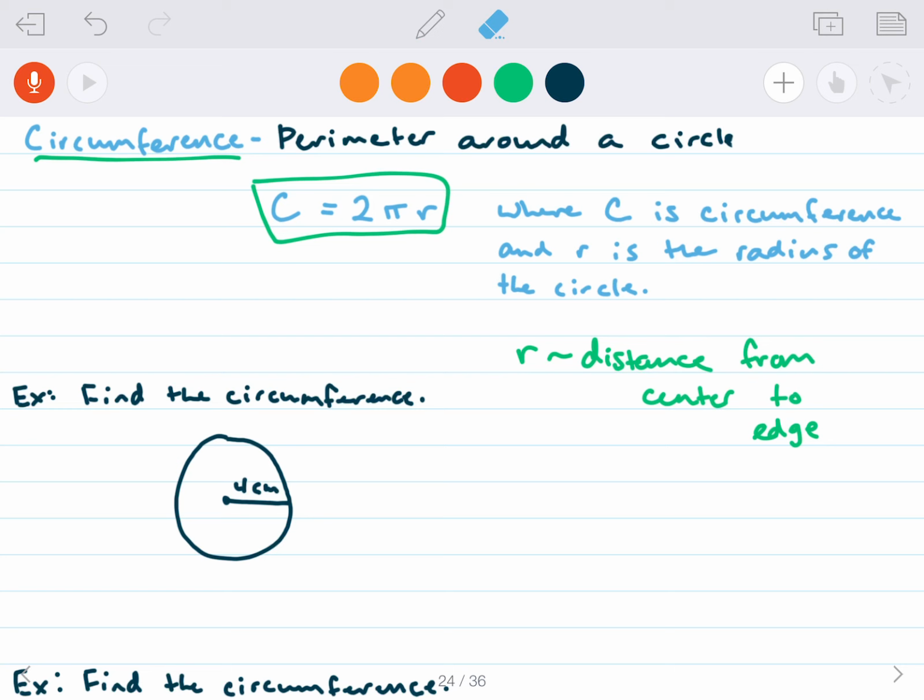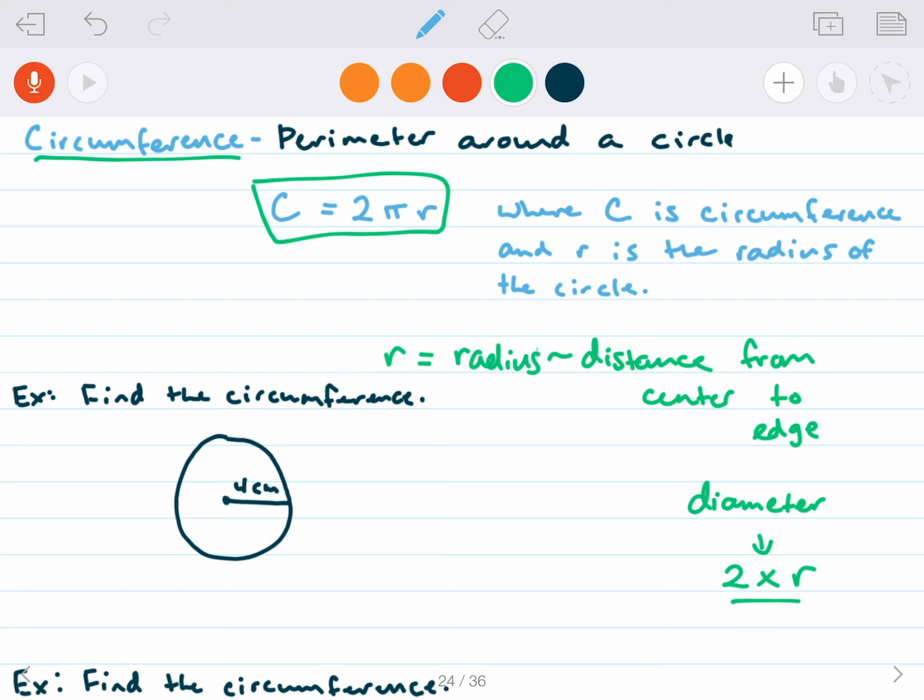So this is the radius. Okay. Now, sometimes you'll see diameter, and diameter just means 2 times the radius. That's all that means.